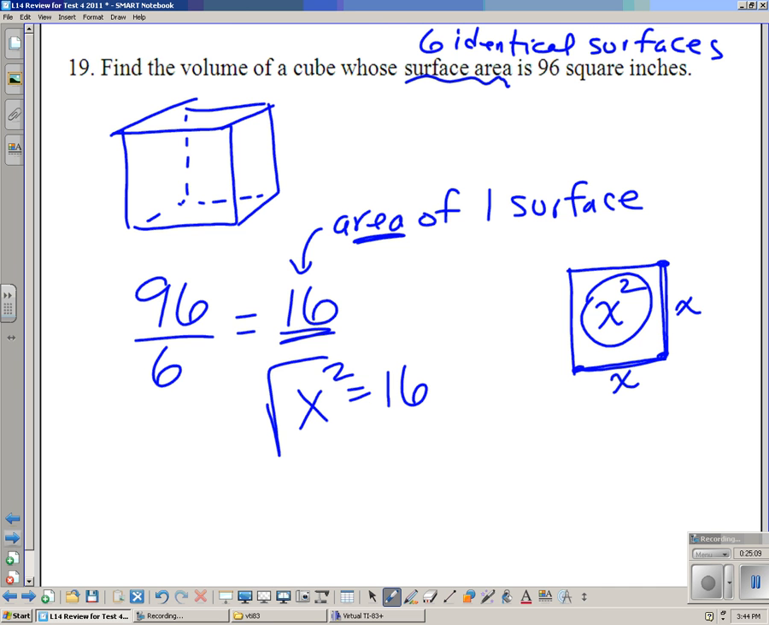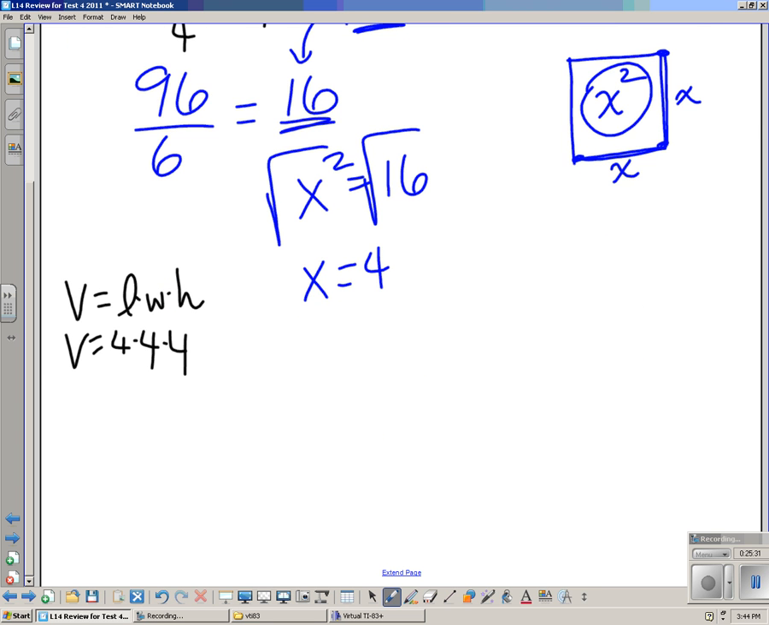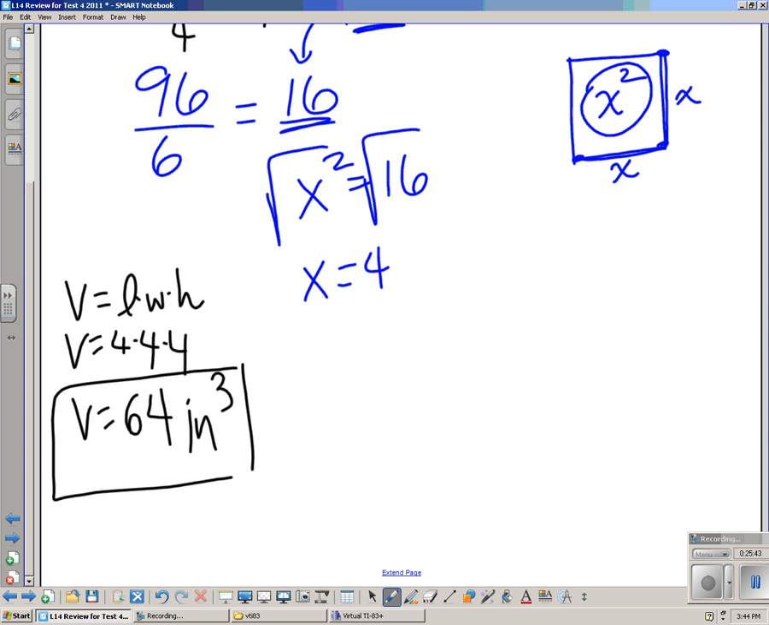Taking the square root, or some of you can figure this out in your head, x is 4. So now we know the length of one edge of the cube is 4. That means all the other edges are 4 since it's a cube. The volume of a cube is the length times the width times the height. In this case, it would be 4 times 4 times 4. And 4 times 4 is 16 times 4 is 64. Volume is measured in cubic units. Our units at the beginning of the problem were inches, so this is inches cubed. So the volume would be 64 cubic inches.